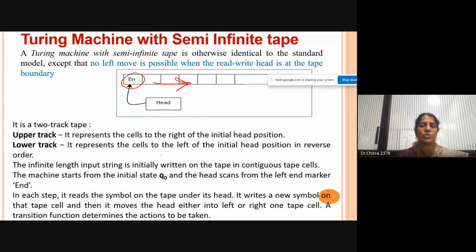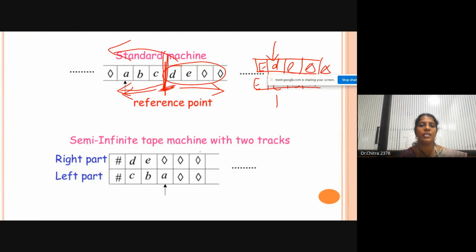And the second one is the Turing machine with semi-infinite tape. Instead of using the infinite tape, semi-infinite tape is also possible. In this case, the left end marker is fixed and the tape can be extended in the right hand direction. The ordinary Turing machine can also be converted into a semi-infinite tape Turing machine by this concept. By using two tracks, the forward direction is written in one, and the reverse direction strings are reversed and written in the second track. So the standard Turing machine can be converted into a semi-infinite tape Turing machine.